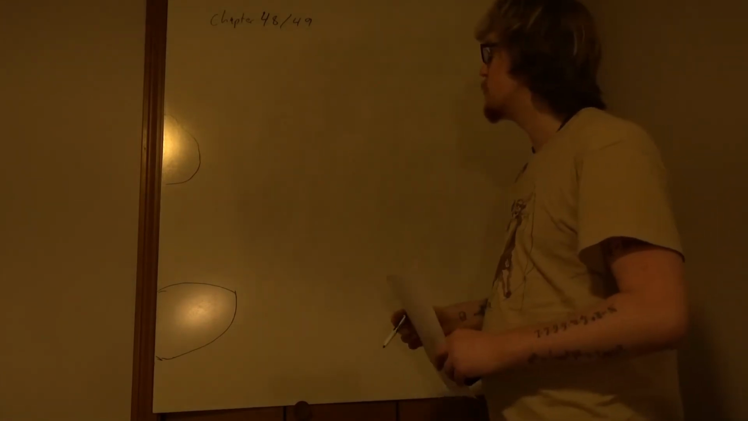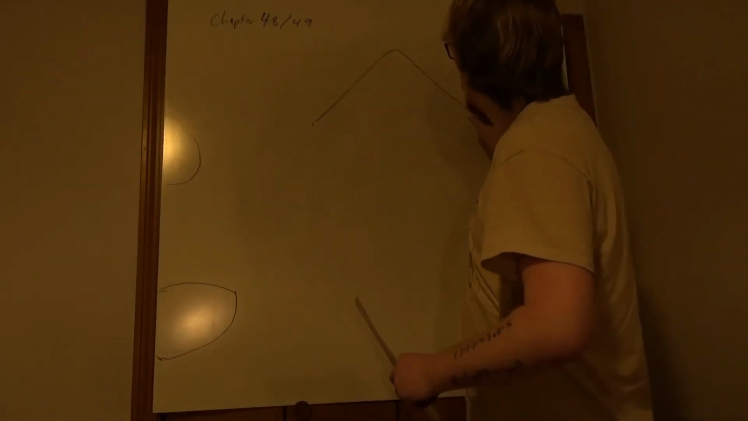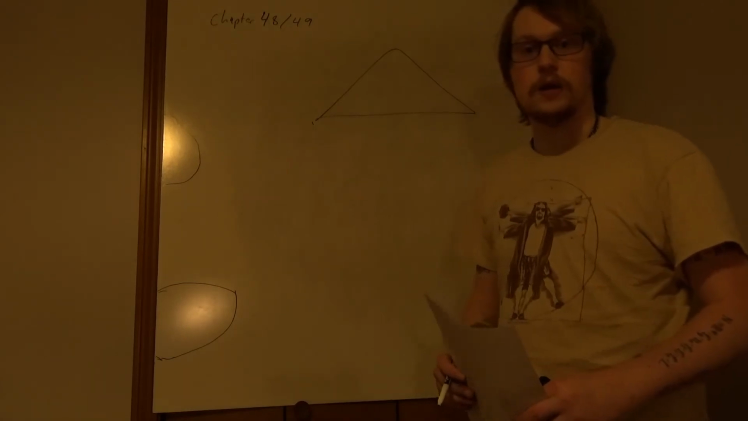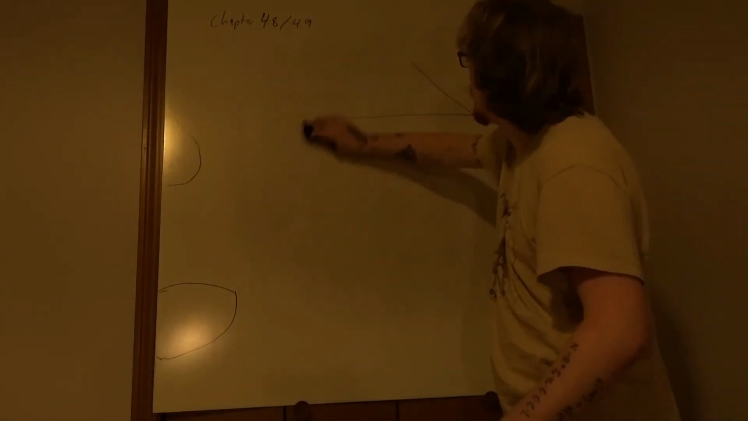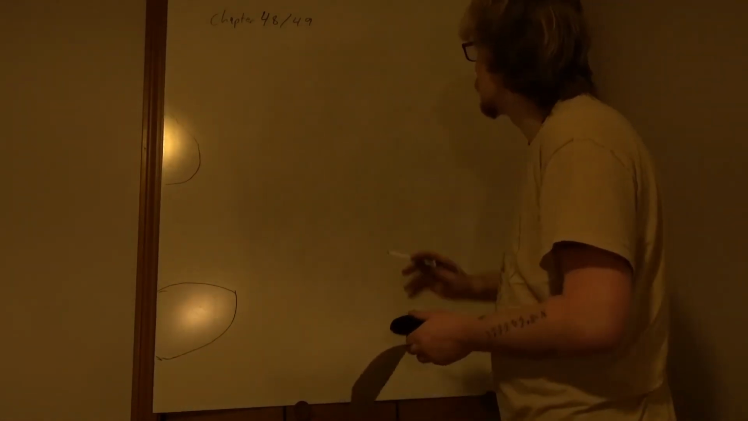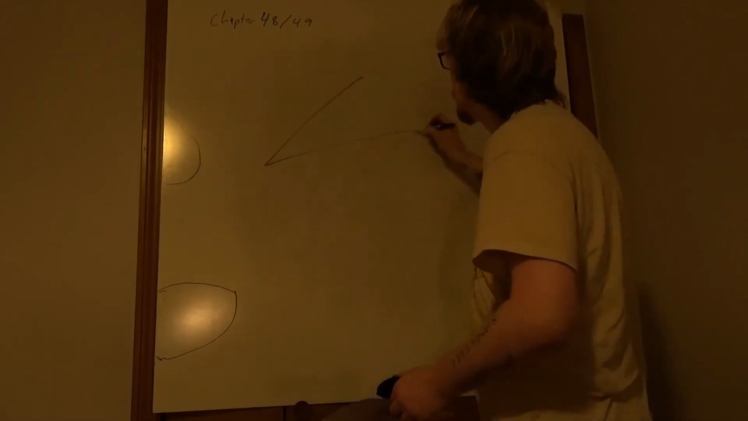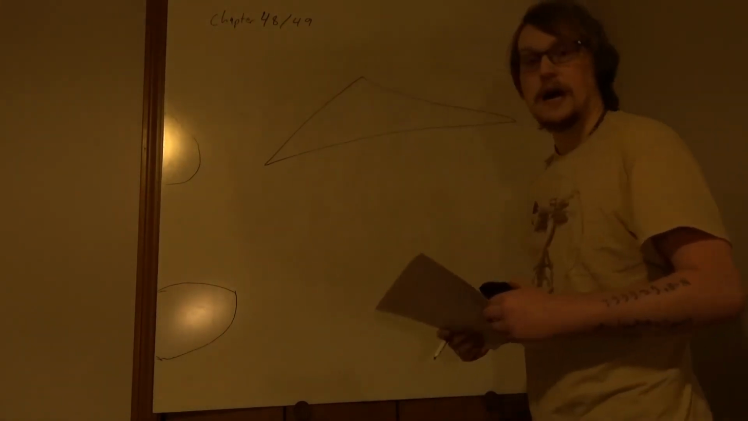So what do you do if you have something which is not a right triangle? And that actually looks like it might be by accident. So let's make sure that it is definitely not a right triangle.